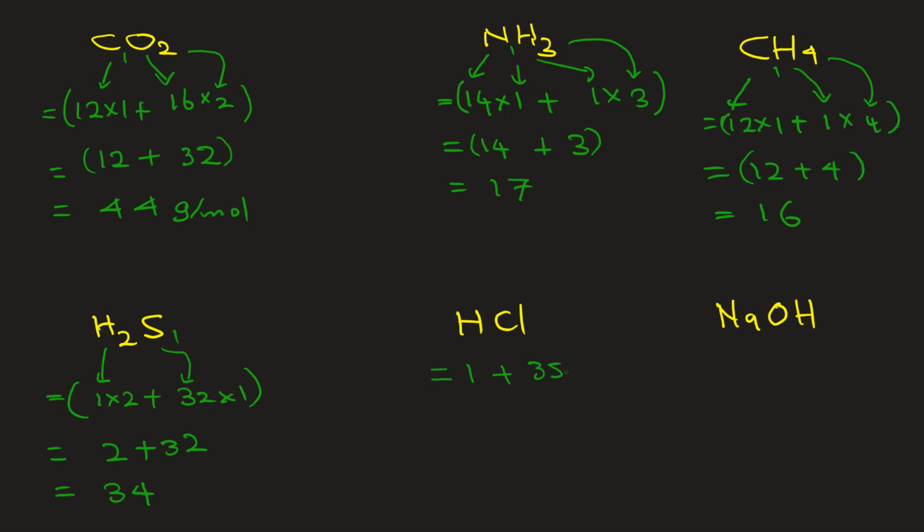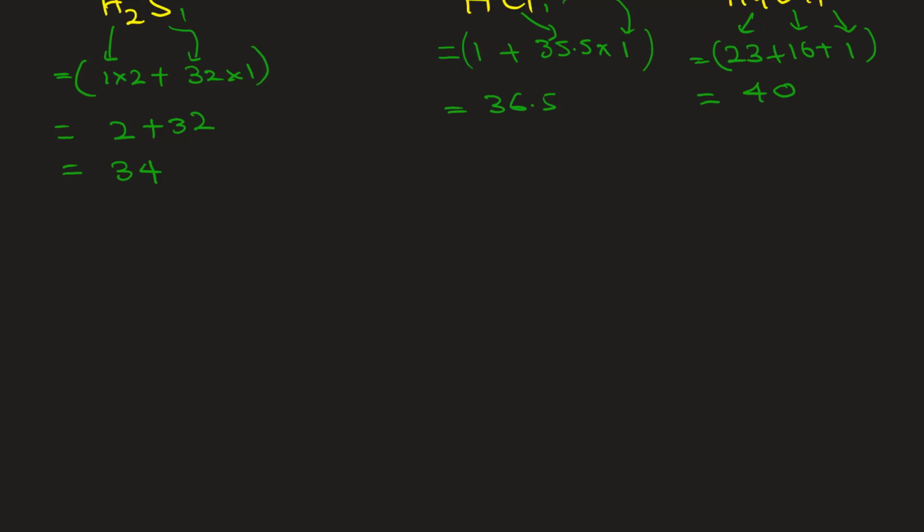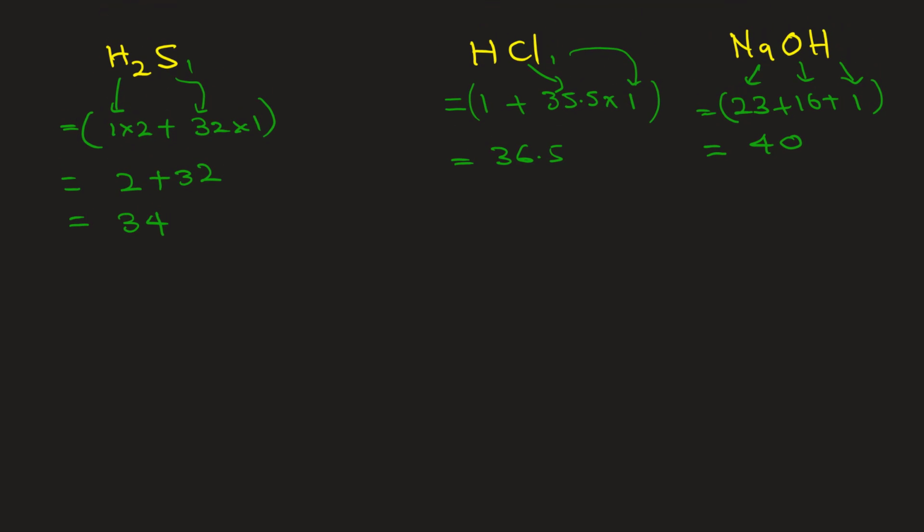So hydrochloric acid, hydrogen is 1, there is 1 hydrogen, and chlorine is 35.5, there is 1 chlorine. So 1 plus 35.5, 36.5 grams per mole. Sodium is 23, and oxygen is 16, hydrogen is 1, there is 1 each. So therefore it should be 40 grams per mole.